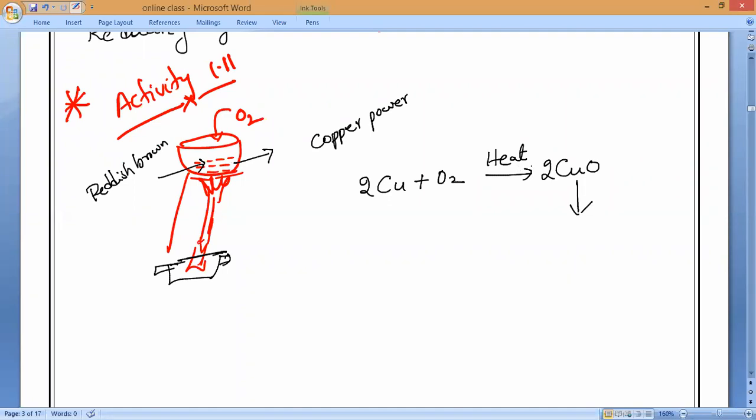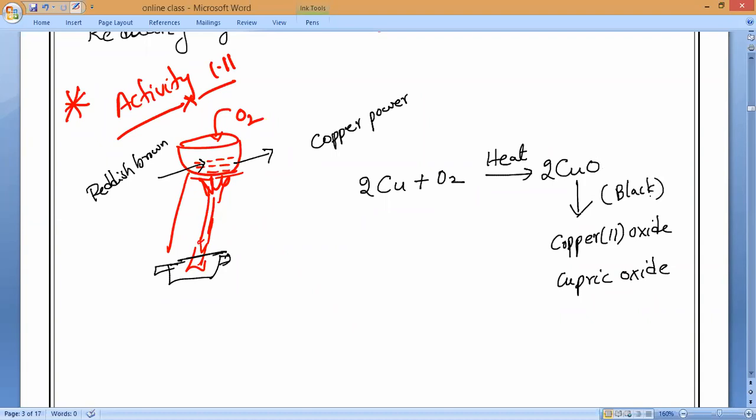So the surface turns into a black coating. That is what is called copper oxide, or we can say copper 2 oxide, or cupric oxide. All are the same. So what is the color of copper oxide? Black in color.